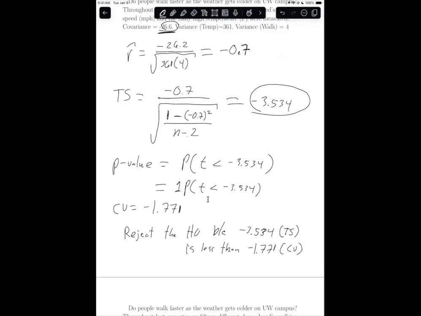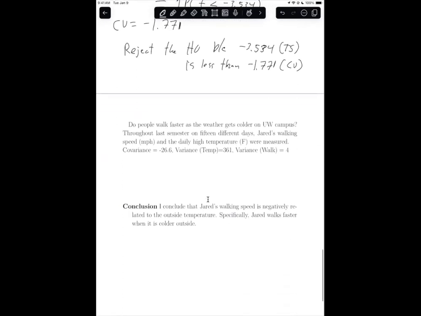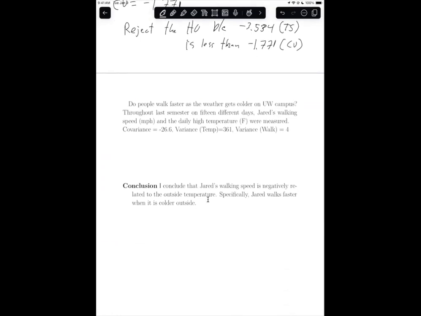So now that we have our statistical decision, we can get to the conclusion or interpretation. So I conclude, and then right there between those is just the alternative hypothesis in English. And then our specifically part is really explaining what it means to have a negative correlation. So, specifically, Jared walks faster when it is colder outside. The reason why we don't include the value of the negative 0.7 is because we can really only interpret the sign or the direction of the correlation.